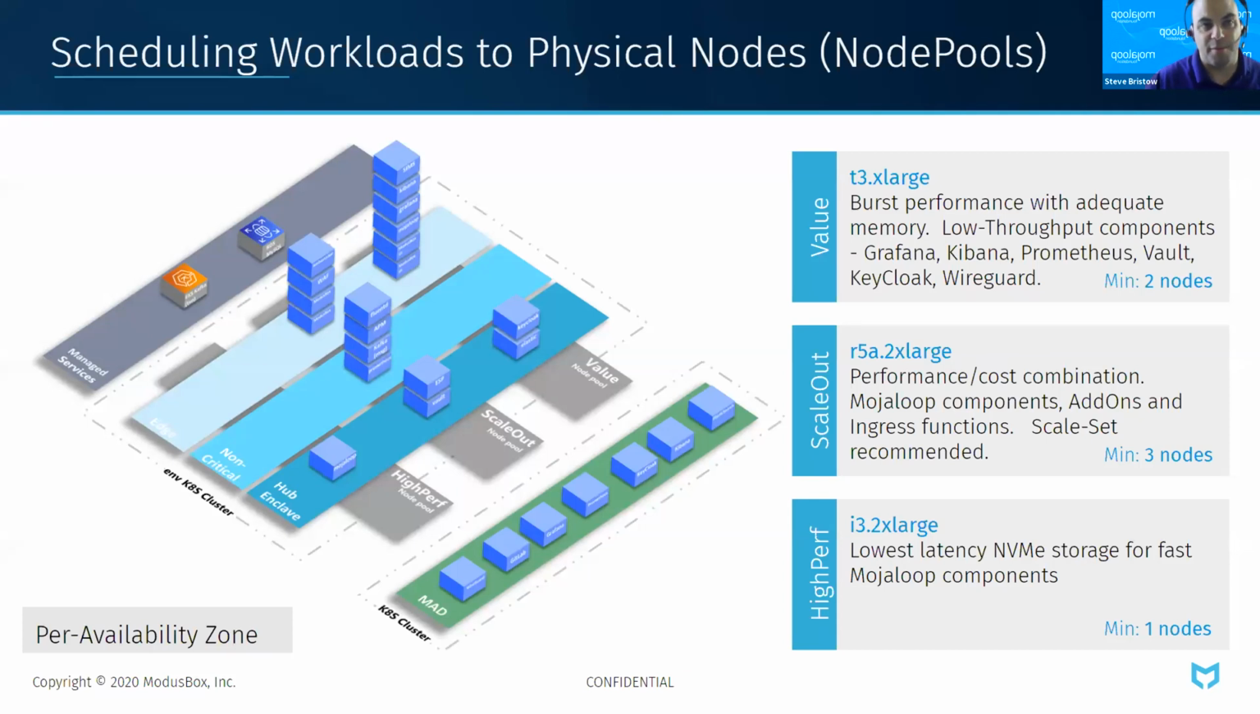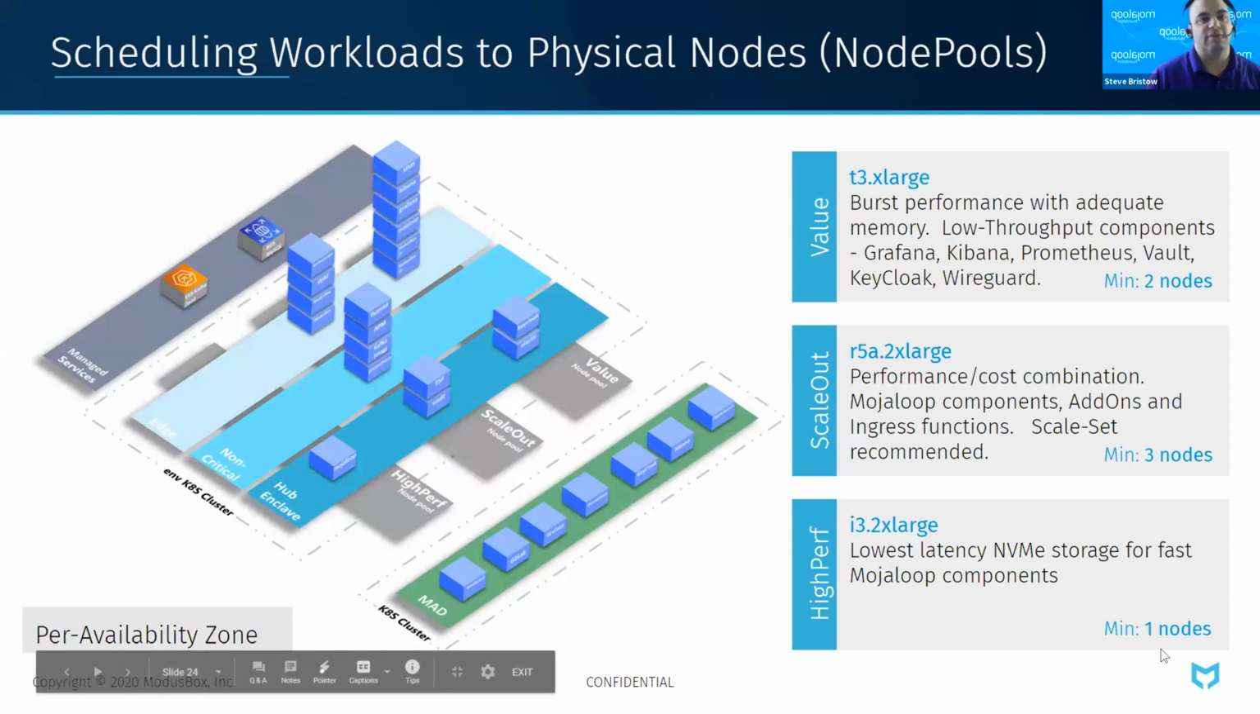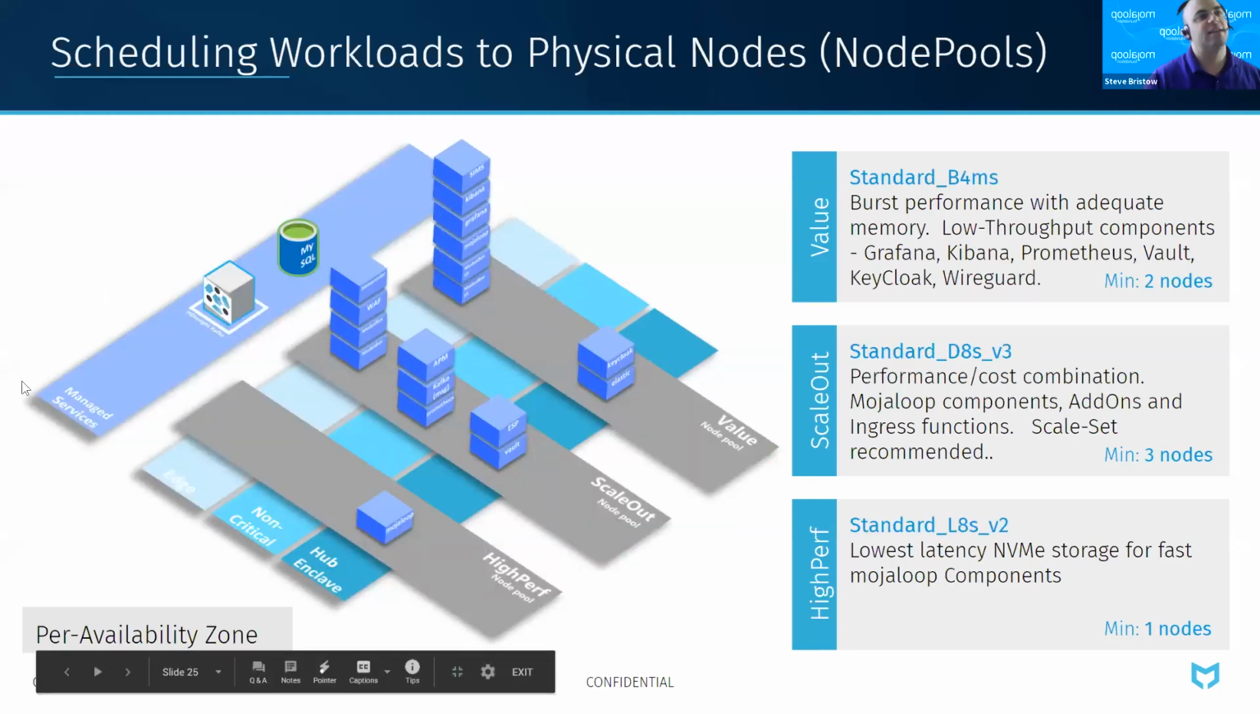Likewise, for the scale out and high performance components, we have the barest minimum running on high performance, as they are the most expensive, with other components existing in the scale out cluster. As you can see, there's a minimum number of nodes for each availability zone. This is significantly less than previous iterations of this. This slide also introduces the concept of the MAD, which we'll get to in a minute.